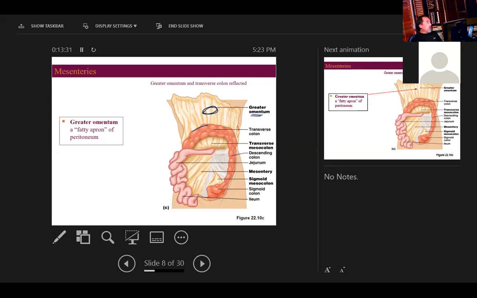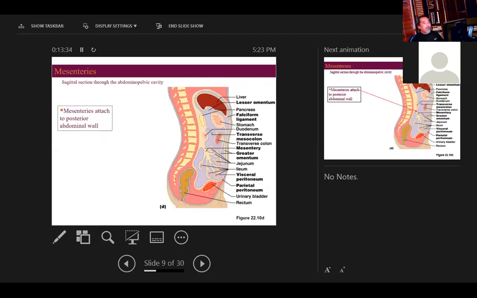Okay, it's better to see the greater omentum on a mid-sagittal view. So let's start with the greater omentum first. Remember, this is the greater curvature of the stomach, and this is the lesser curvature of the stomach. The greater curvature of the stomach has this omentum, and it's called a mesentery. Then it turns around, redundantly, and connects to the transverse colon. So that structure is called the greater omentum. It starts with the greater curvature, turns around as a loop, and connects to the transverse colon.